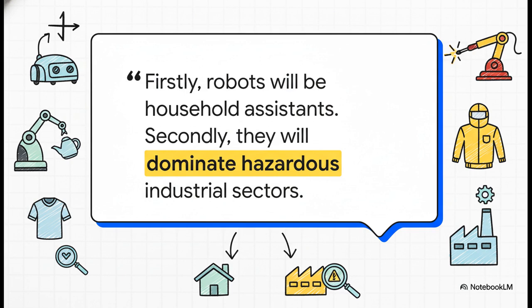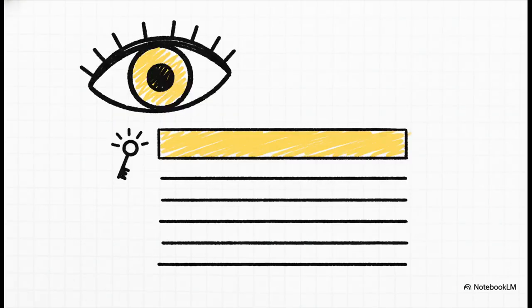But how does it do it so well? Let's look at the structure. It all starts with a crystal clear topic sentence. This one sentence tells the examiner exactly what this paragraph is all about. No mystery, just clarity. They know right away we're talking about robots in the home.